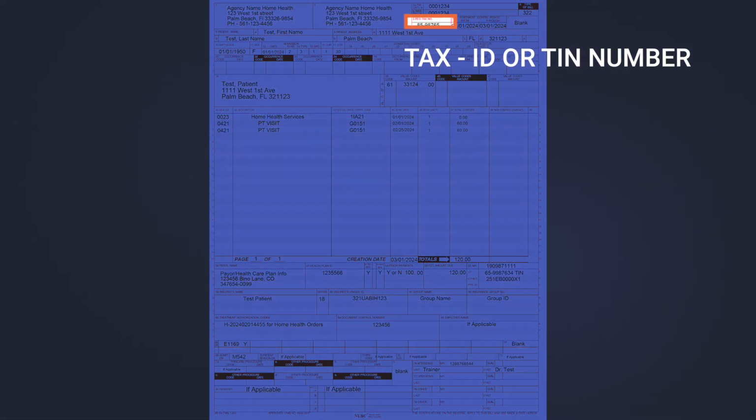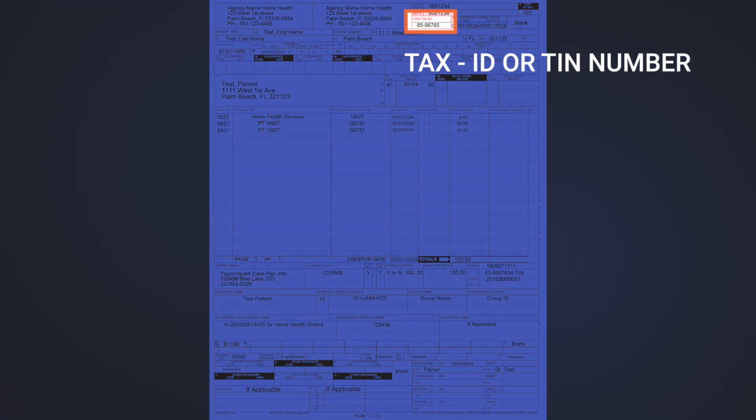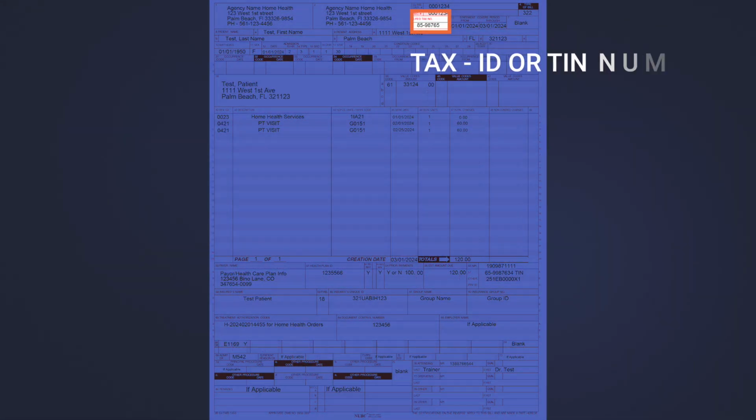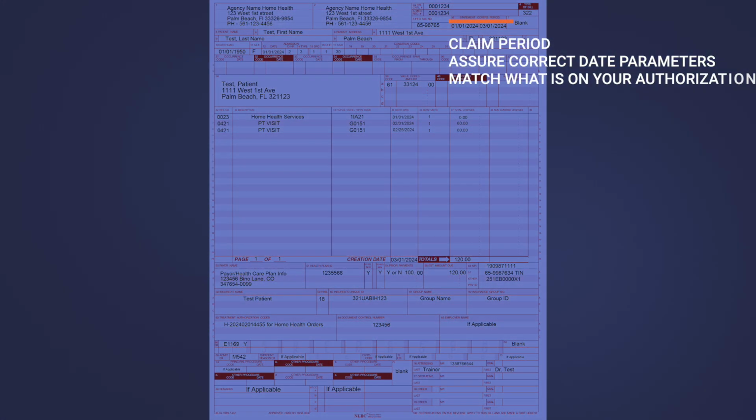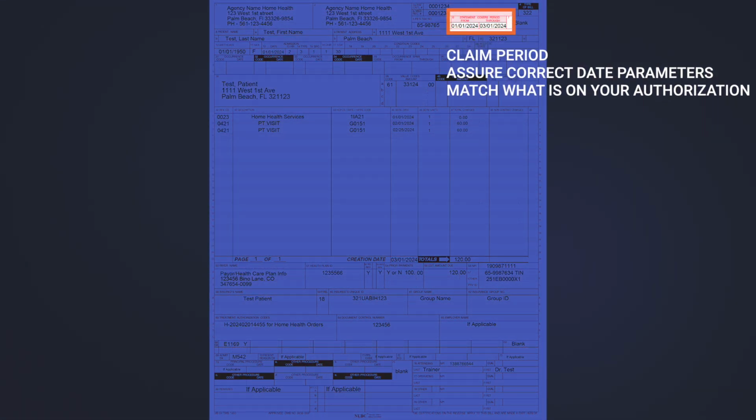Section 5. Enter your agency's federal tax ID, also known as the TIN number. Section 6. Statement covers period. This is the period of the claim you are filing for, and must correspond with the dates of service. Section 7 is generally left blank.